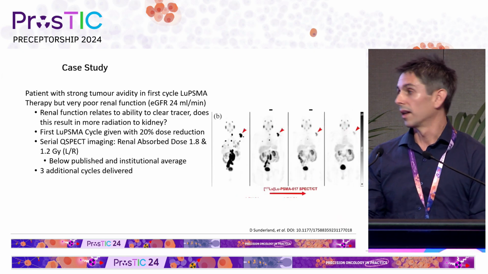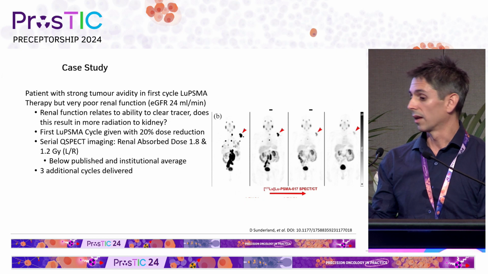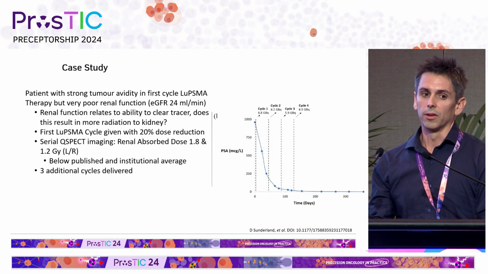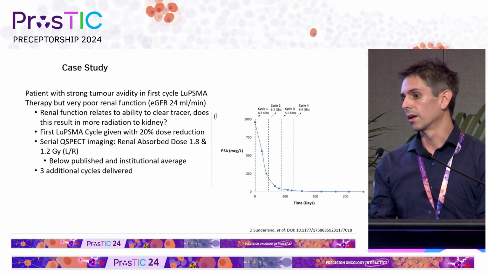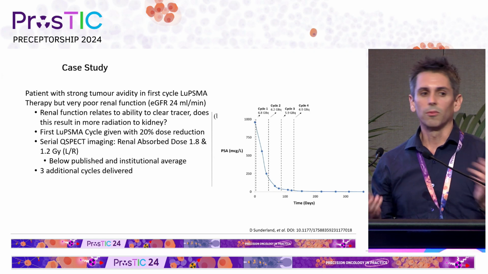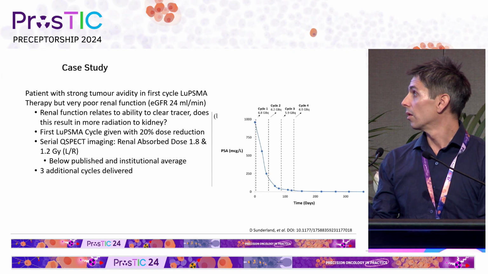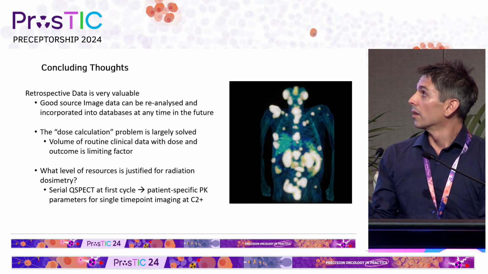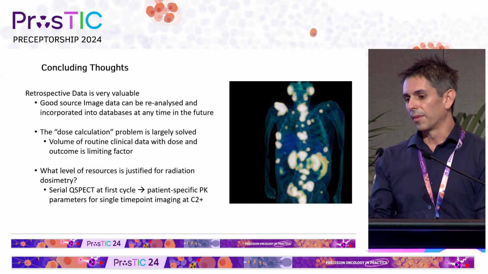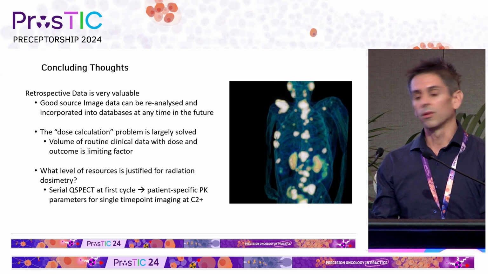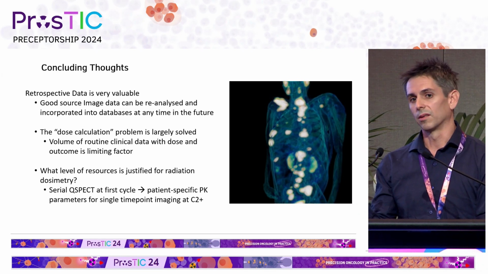From there, it was decided that we could go ahead with another 3 cycles of treatment, and he had a very good PSA response as a result. So using dosimetry just as one part of the overall picture to help inform how we could optimize our treatment. So I'll just kind of wind up there. I would say that we're getting to a point where we can start to build larger retrospective data.